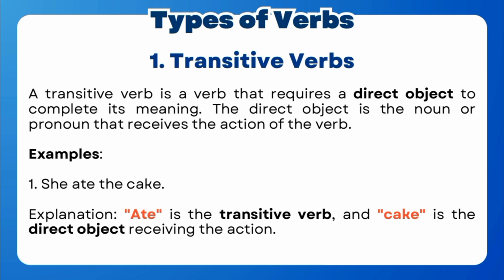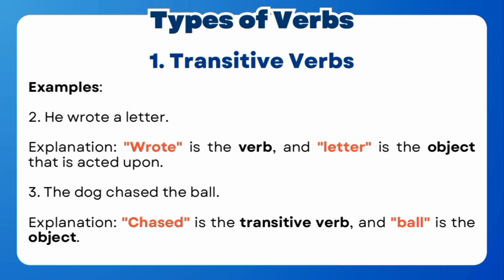For instance, if we would just write, she ate. Now it leaves us wondering, she ate what? The direct object, cake, completes the thought of the sentence, whereas she ate the cake. Another example for this is, he wrote a letter, as well as the dog chased the ball. Now here are some more examples for transitive verbs. We have here, he wrote a letter, where wrote is the verb and letter is the object that is acted upon. As I've mentioned earlier, the dog chased the ball, where chased is the transitive verb and ball is the object in that sentence.